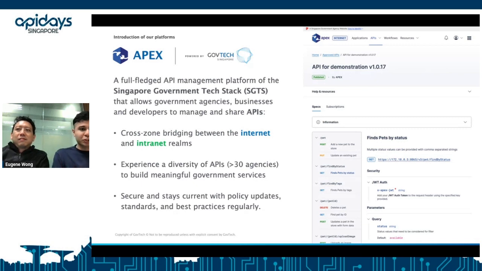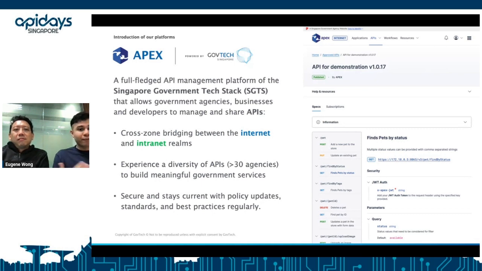So what's so special about Apex? Because for us, our gateways, we exist in two main zones, the internet and the government intranet. And what that has allowed us to do is to have a diverse range of different government agencies having the ability to host their APIs with us. They could be in the internet, they could be in their own intranet spaces. It doesn't really matter with us. We provide the support for them to coexist together.